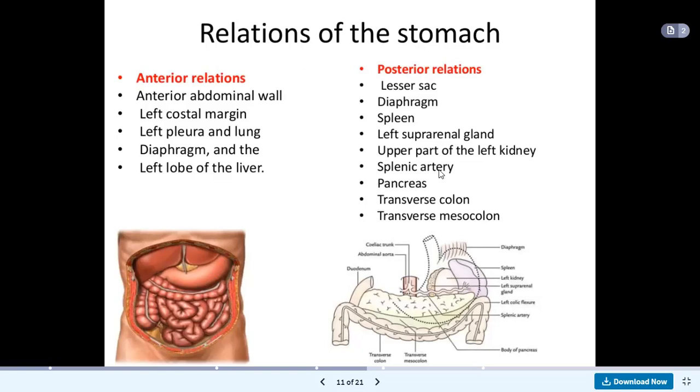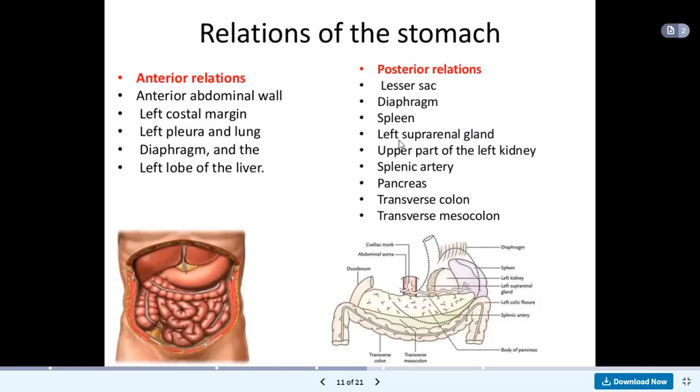You have the splenic artery, of course, because the spleen is behind the stomach here. And then you have your pancreas. Your pancreas is running behind the stomach, so you won't see it in this diagram here. And then you have your transverse colon. So this is your transverse colon. You see a part of it is going posteriorly, posteriorly related to the stomach. And then you have your transverse mesocolon, which is not visible in this diagram. So these are the posterior relations and the anterior relations.